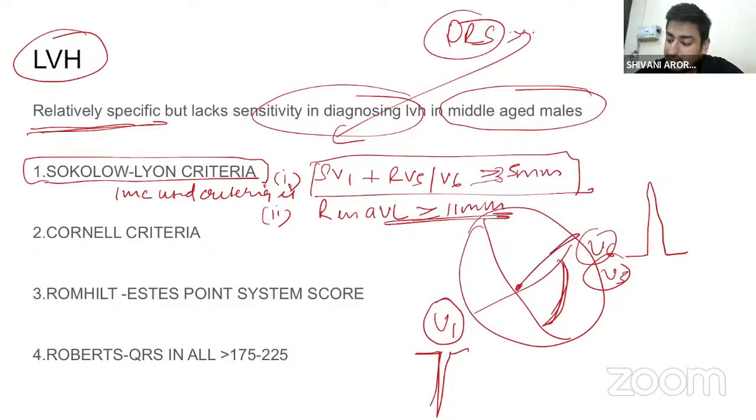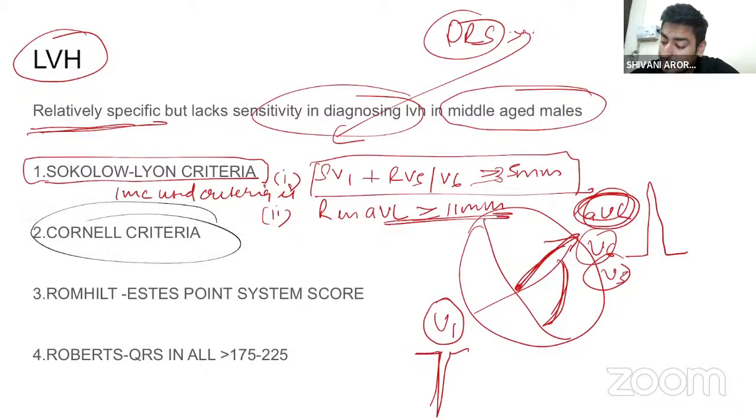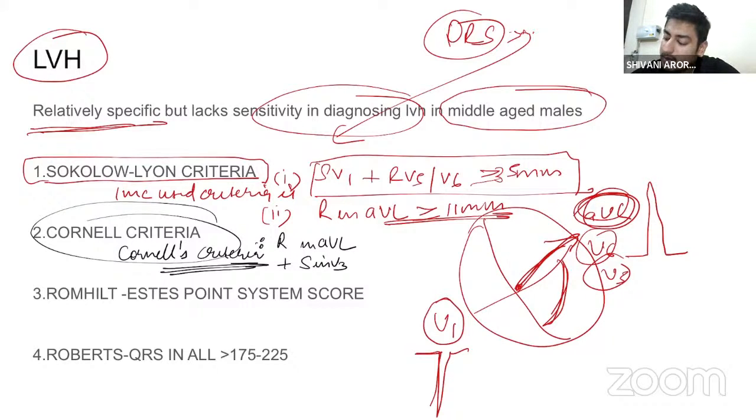Now we have the second criteria, which is known as Cornell's criteria. Cornell's criteria states that R in aVL plus S in V3 should be more than or equal to 28 mm in males or more than or equal to 20 mm in females. So this is Cornell's criteria.